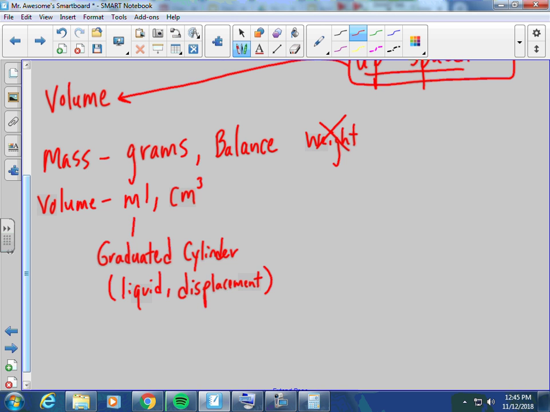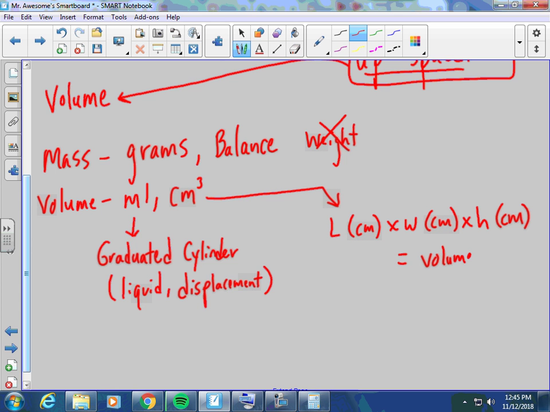All right. What's the cubic centimeters for? Right. So when we do length in centimeters times width in centimeters times height in centimeters, that's going to equal volume in cubic centimeters. Centimeters cubed. All right.